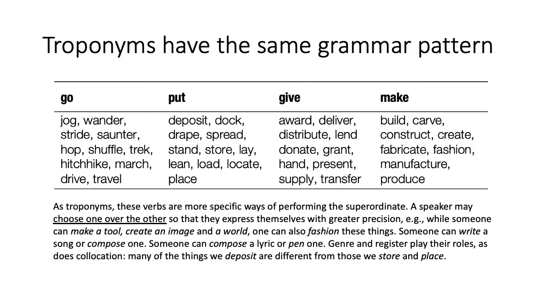And now, here are some troponyms of four of these general verbs. Every troponym has the same pattern as the superordinate, the verb at the top. This is one way in which our vocabulary expands in both our first and second languages. If we think of deliver, donate, and hand as ways of giving, and know that they all have the same grammar pattern as give, they are easy to add to our active vocabulary.